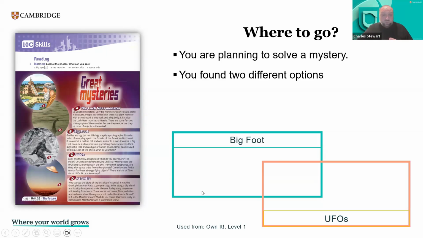And then I put them with a partner who has a different mystery to solve. And I would ask them to create one of these for their group. Some facts about Bigfoot, some facts about UFOs. What is different? Is there anything similar between the two mysteries?